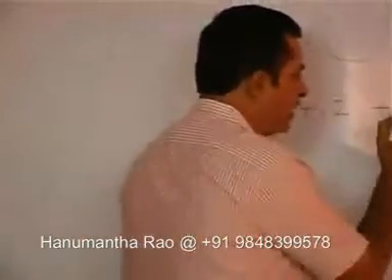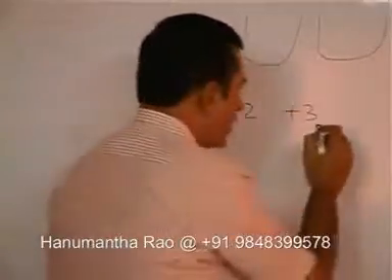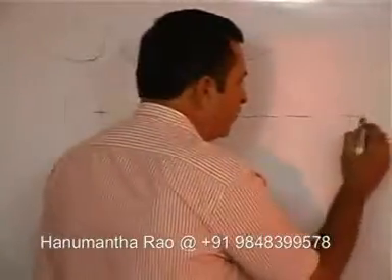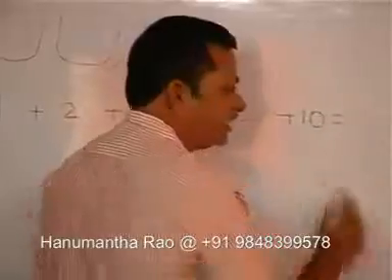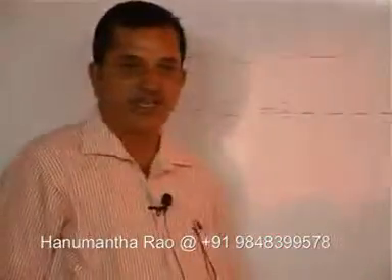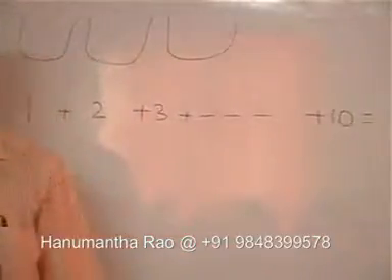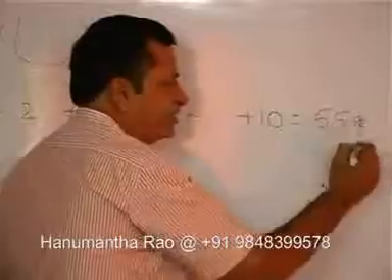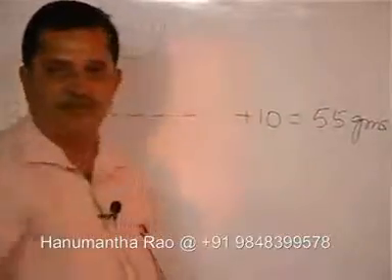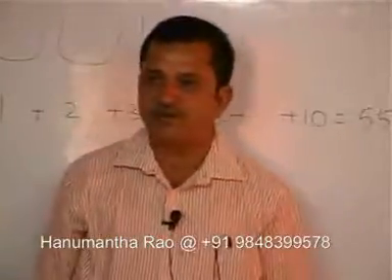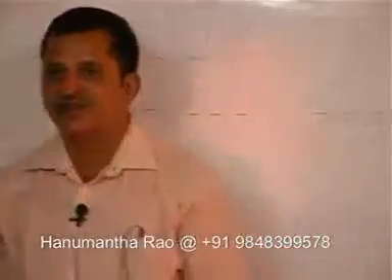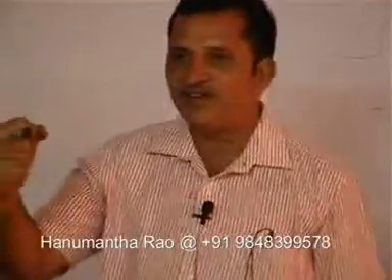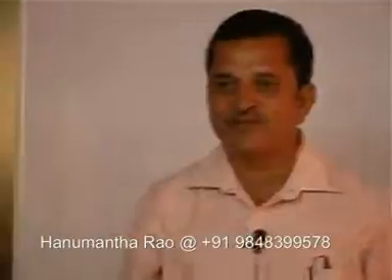From the third bag I will take 3 coins, and so on. From the 10th bag I will take 10 coins. If all are put together in a weight box, and if all are 1 gram coins, the sum should be 55 grams. 1 plus 2 plus 3 plus 4 up to 10, 55 grams. But if you weigh, it will not show 55 grams.